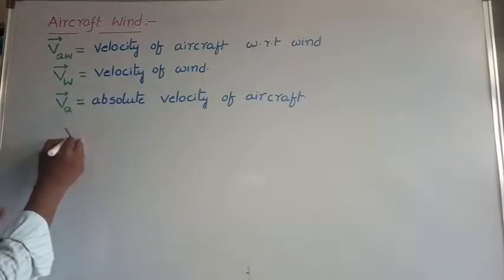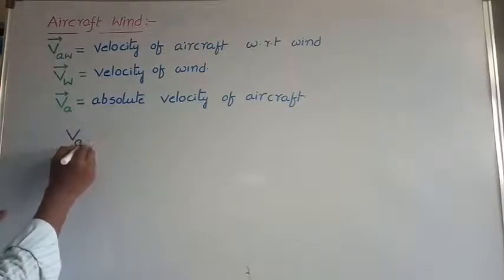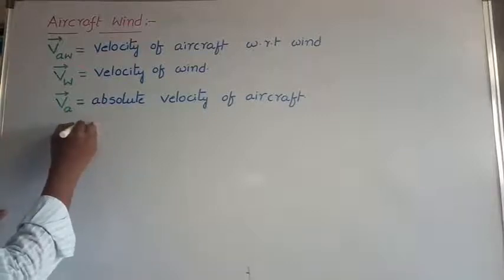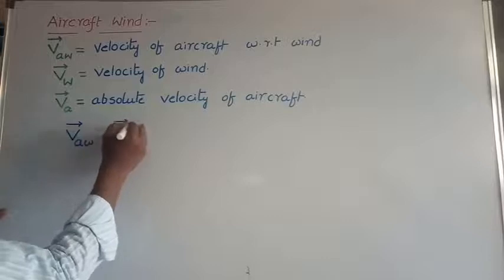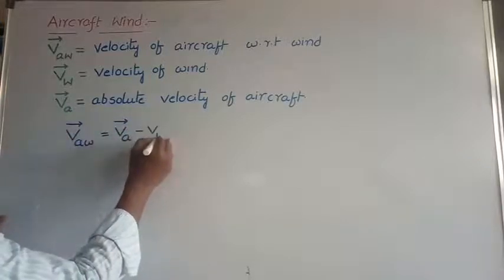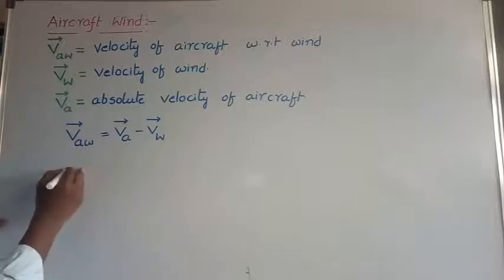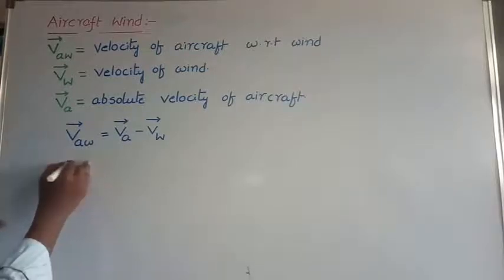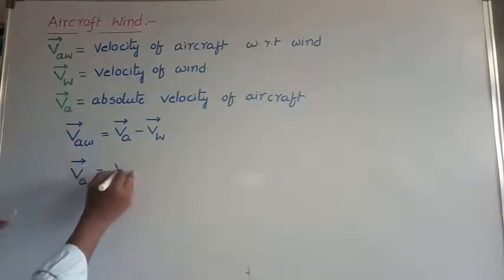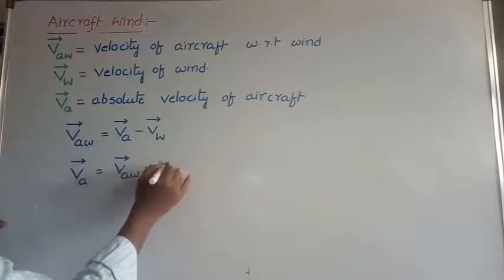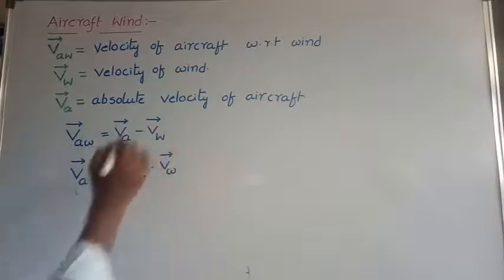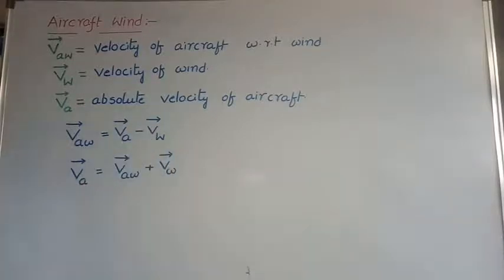So from this, velocity of the aircraft with respect to wind is equal to velocity of the aircraft minus velocity of the wind. From this, velocity of aircraft is equal to velocity of the aircraft with respect to wind plus velocity of the wind, we can write. Okay, clear now?